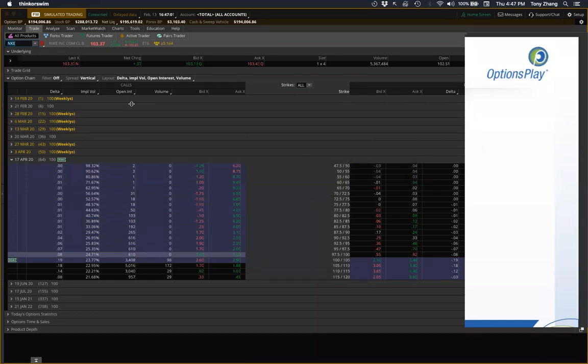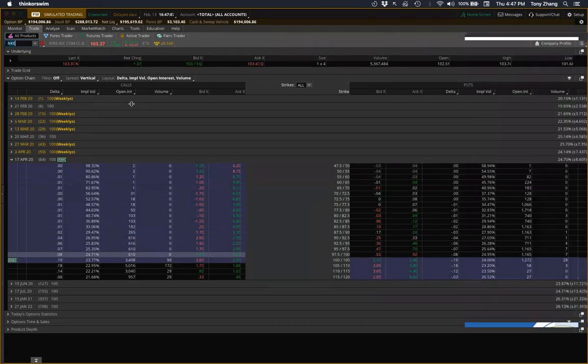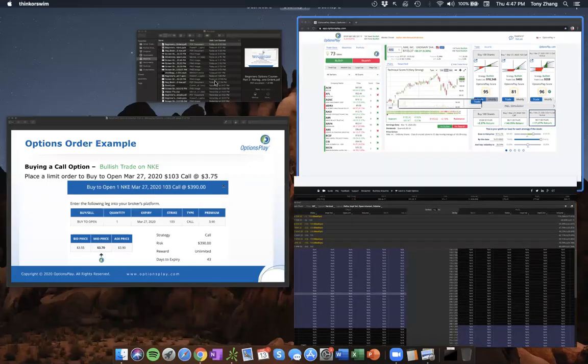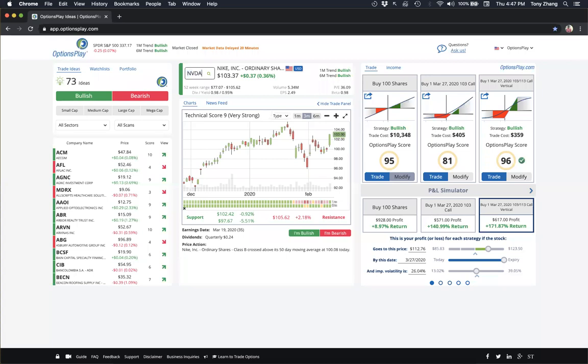If you can shout out a symbol and whether you're bullish or bearish, we'll take a look at some calls and puts on that particular symbol and show you how I would place that order. So Ellen wrote NVIDIA. Let's take a look at NVIDIA here. I'm going to pull up Options Play to look at NVIDIA.